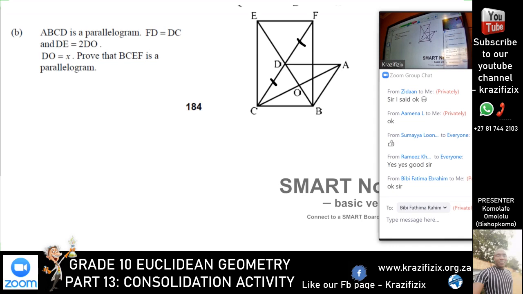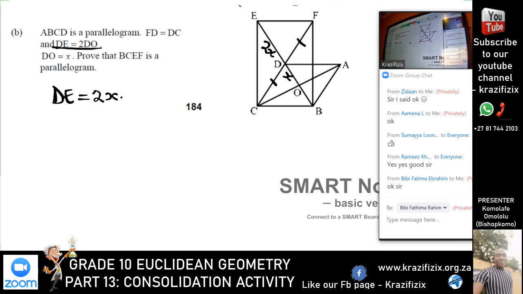FD is equal to DC, and DE is equal to 2DO. Hold on. DE, that's DE there, is equal to 2DO. But check something. We are told that DO is equal to X. That small part there is X. It means that if DE is equal to 2DO, can I write X instead of DO? So it means that DE is equal to 2X. That's all we have.